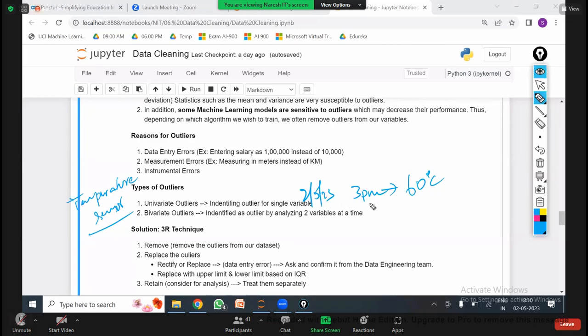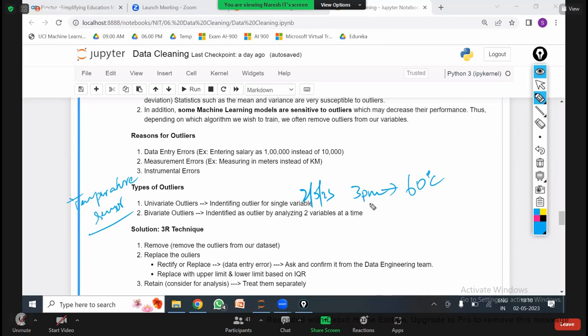Okay, it has shown me the temperature at 3 p.m. as 60 degrees centigrade. Now, suddenly I have seen this one. It's a mistake. There is a problem in the instrumentation. So now how am I going to rectify this one?